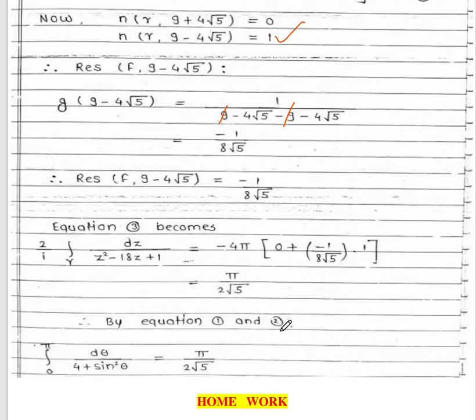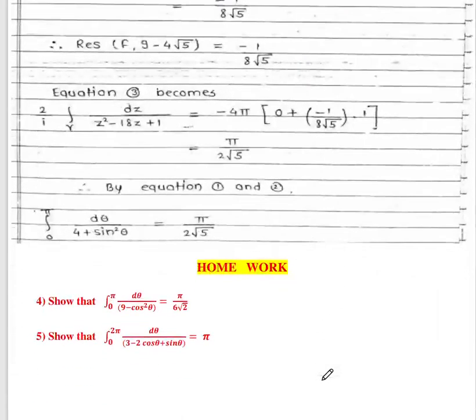Therefore from equation number 1 and 2, we get integral 0 to pi d theta upon 4 plus sin square theta equal to pi upon 2 under root 5. So these are the 3 examples on integrals which contain trigonometric functions. Dear students, here we have completed the second method of the residue.